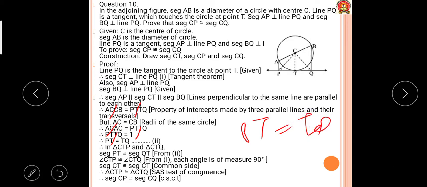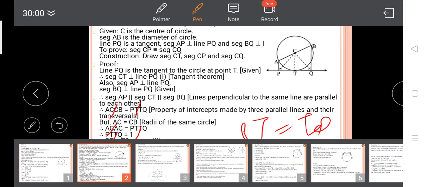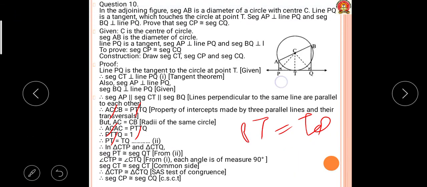And therefore triangle CTP and triangle CTQ. Okay, this is the 90. CP is equal to CQ. PT is equal to TQ. This is 90 and CT is common. So by the SAS test, these two triangles are congruent to each other, and therefore CP is equal to CQ, as they are corresponding sides of congruent triangles. Okay, it is a very simple concept.